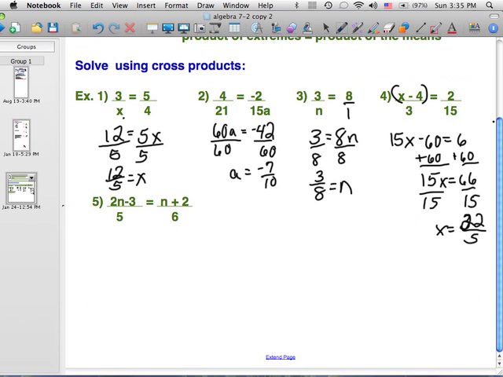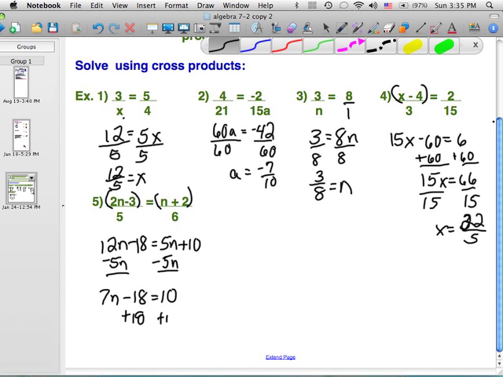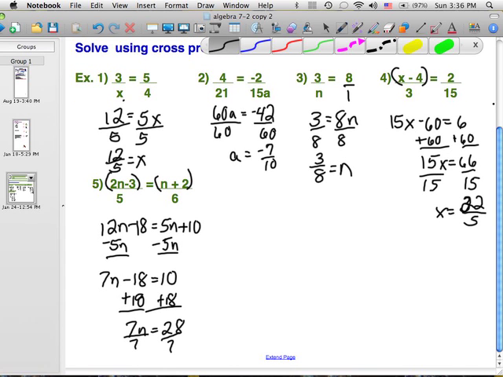And the last problem, cross products. Take 6 times 2n minus 3, we get 12n minus 18. And 5 times the quantity n plus 2, we get 5n plus 10. Getting the n's on one side, I'm going to subtract 5n. So we have 7n minus 18 equals 10. Solving for n, undo subtraction first, add 18 to both sides. And we get 7n equals 28. Then divide by 7, and our solution is n equals 4.